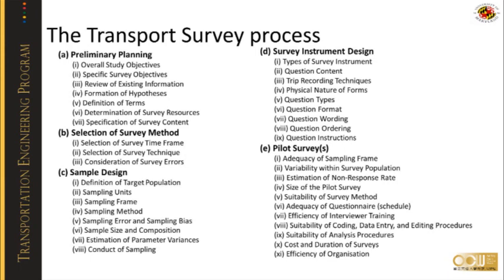Okay, so doing a transport survey is all this. You have the preliminary planning, which is determining your objective, determining the resources that you have, and specifying the content of the survey. Then you need to select the survey method: the survey time frame, the survey technique, and take into account possible errors associated with the type of survey that you have chosen. Then you design the sample, so you define the target population, the units of the sample, the frame, the method, and again the error and bias associated with this sample design, estimation of the parameter variances, and then you conduct the sampling.